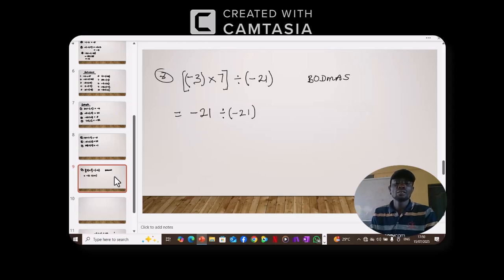So you are dividing two negative numbers. It means your answer will be positive. That will be 1. 21 divided by 21 is 1, and negative divided by negative will be positive.